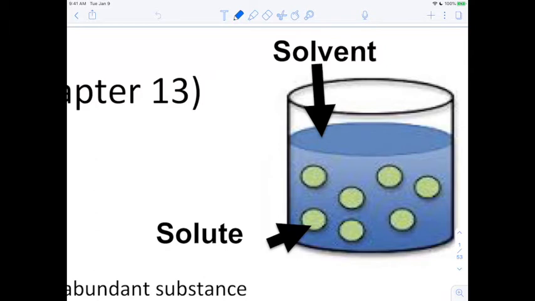Now, when you move on to organic chemistry, that changes. Your solvent is rarely water, and they will always identify your solvent. But again, in general chemistry, we identify the solute and assume the solvent to be water.